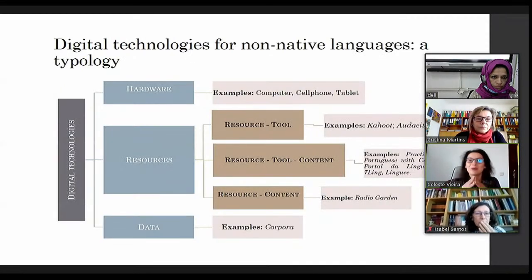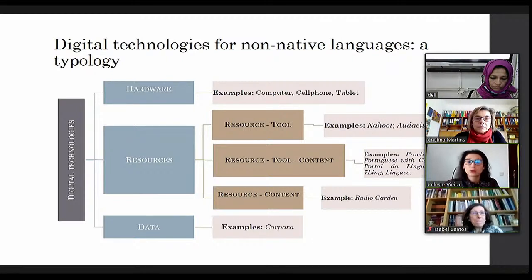Now we're going to talk about our typology. In my PhD, we developed this typology of digital technologies. This typology was based on the European Framework for Digital Competence for Educators that we have adapted in some parts. So, as you can see, the digital technologies can be classified in three big categories: hardware, resources, and data.